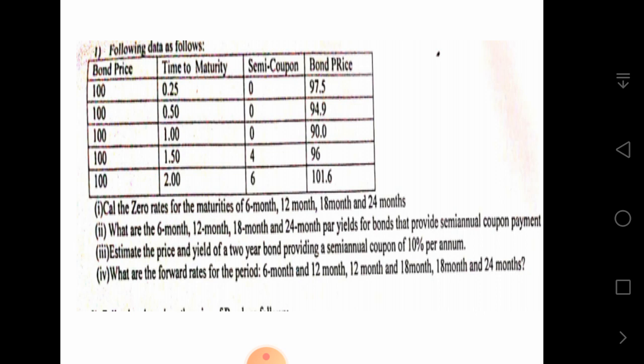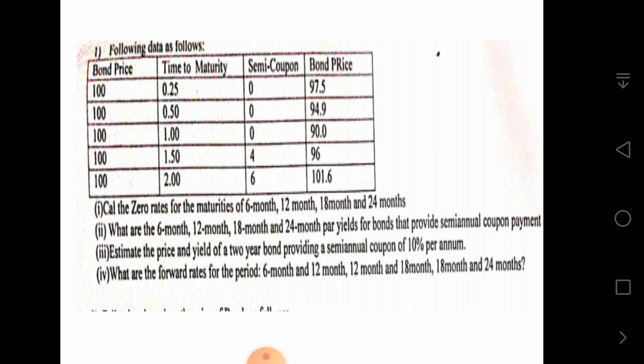Okay. The second column heading, which is given as time to maturity, is for the different maturities for which the current market price is available, right? 0.25 stands for 3 months of maturity, 0.5 stands for 6 months of maturity, 1 stands for 1 year of maturity, 1.5 stands for 18 months, and 2 stands for 2 years of maturity of the bond.